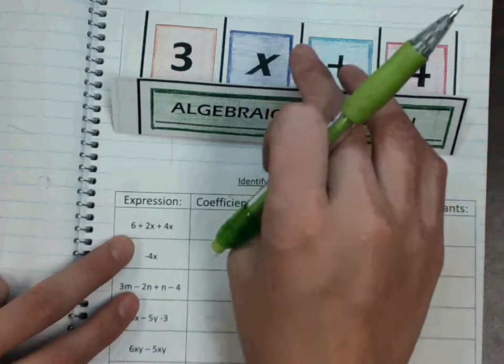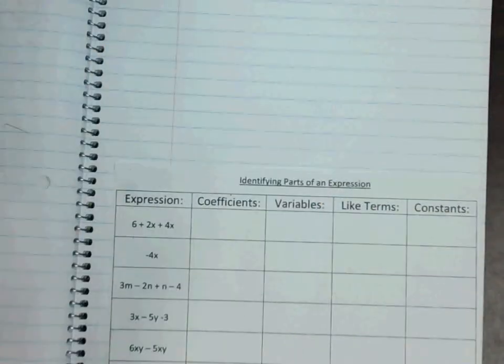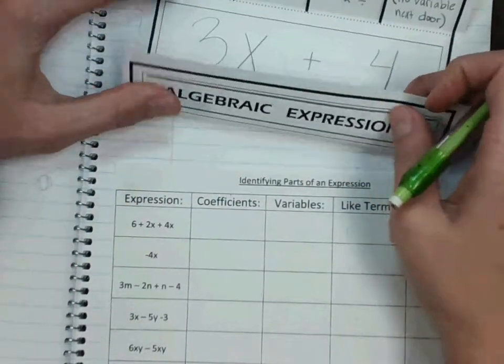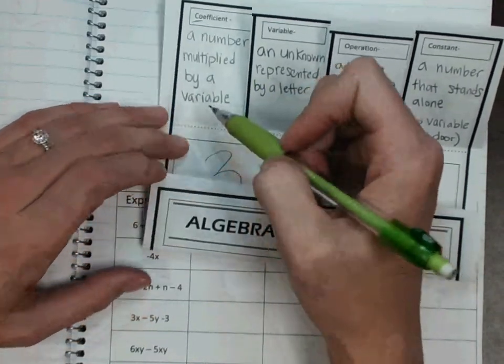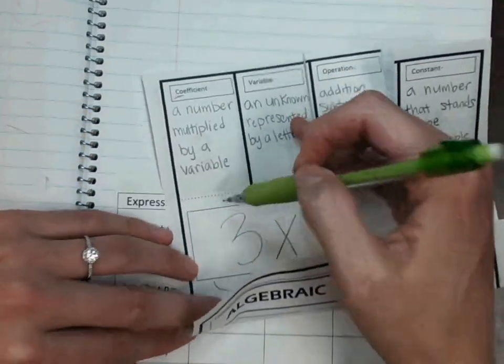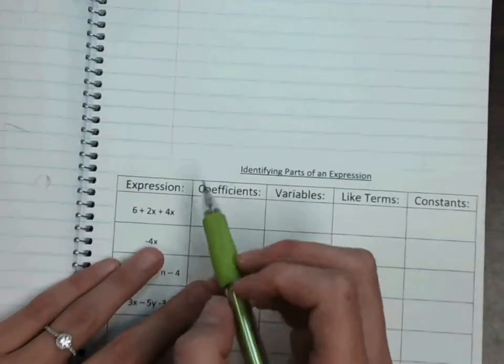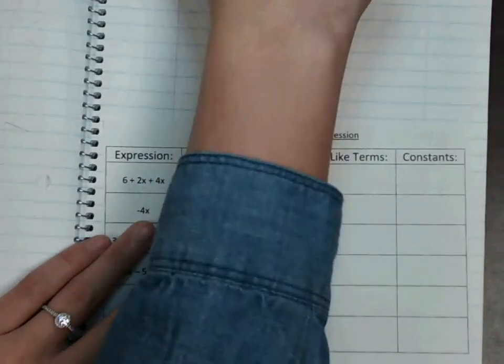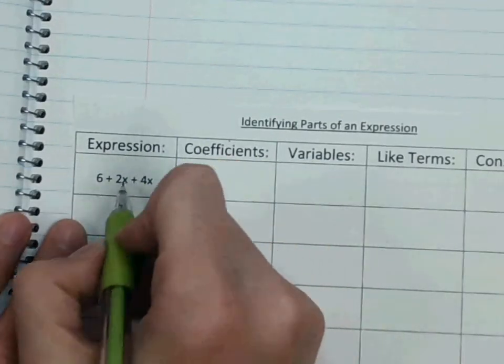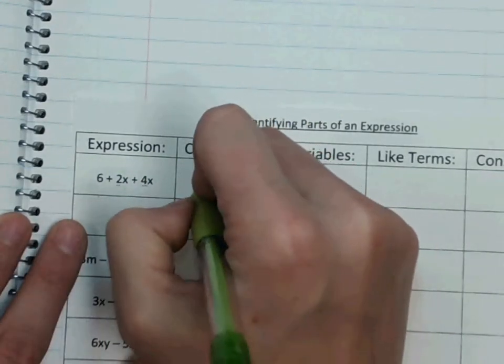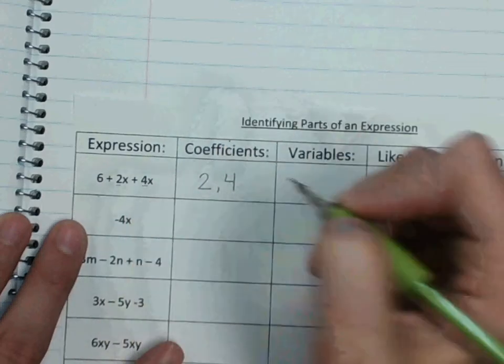So, coefficients. So if we can't remember, we're going to go back over here. Look what coefficient means. Coefficient means a number being multiplied by the variable. We'll see which one matched with that. It was the number in front of the variable. So now we're going to go over here. Which ones are numbers with variables next to them? We've got 2 and we've got 4. So we're going to list them. 2 and 4.